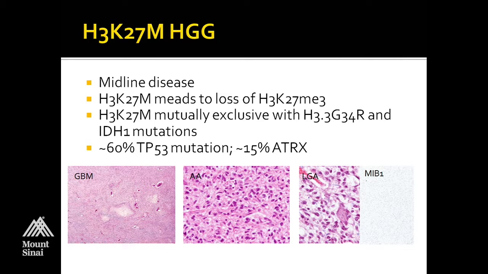Now, this is age-associated, so if you tend to see older children and adults, then you're much more likely to find ATRX associated with K27, but if you're looking at a kid under the age of 10, then the presence of ATRX is much less likely.